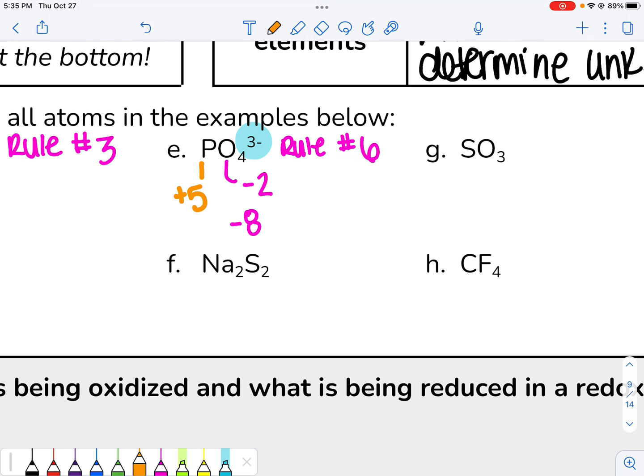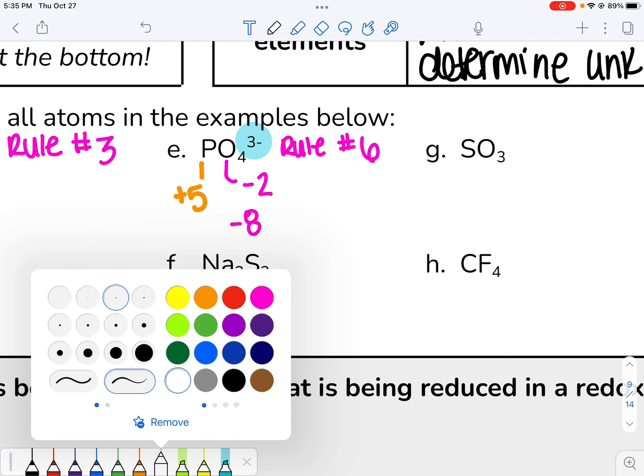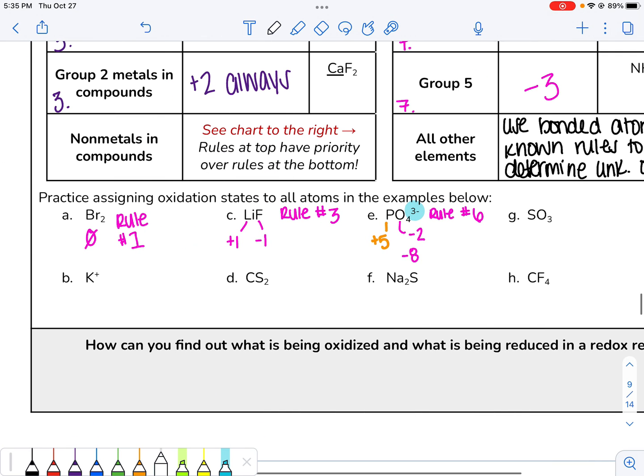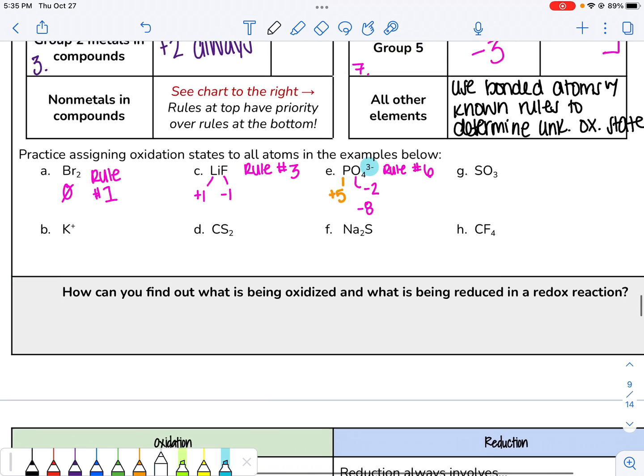Okay, the last thing that I want to warn you of is letter F actually has a typo. Letter F should just be Na2S. There should be no 2 after the S right there, so please fix that one. So try assigning the oxidation states for the last 5 examples on this page, and then check in with the answer key to see how you're doing. Then come on back.